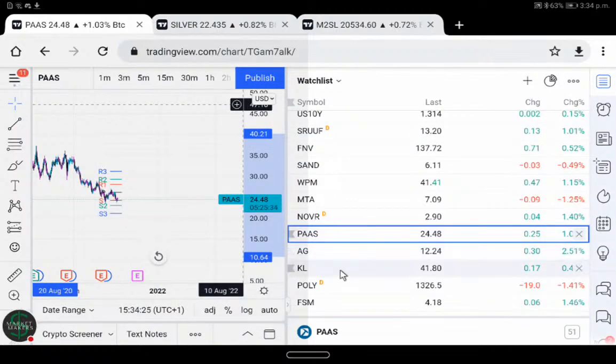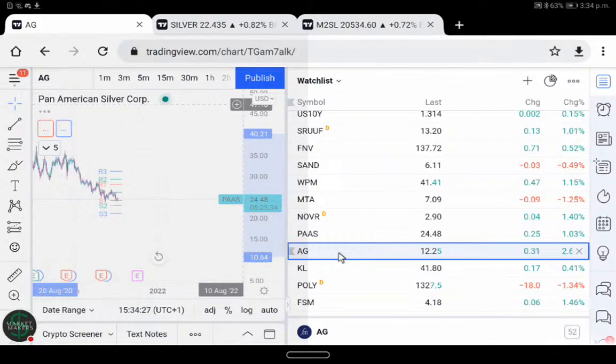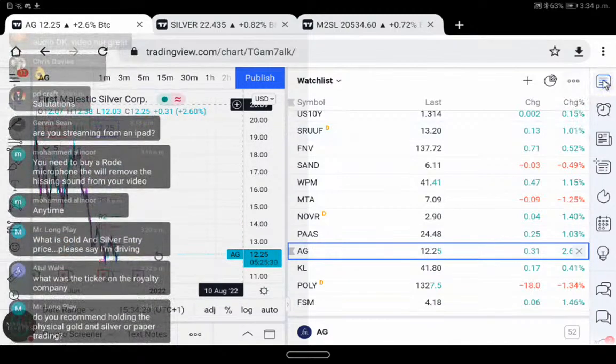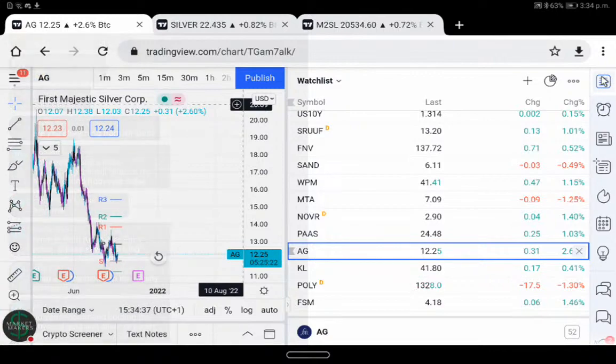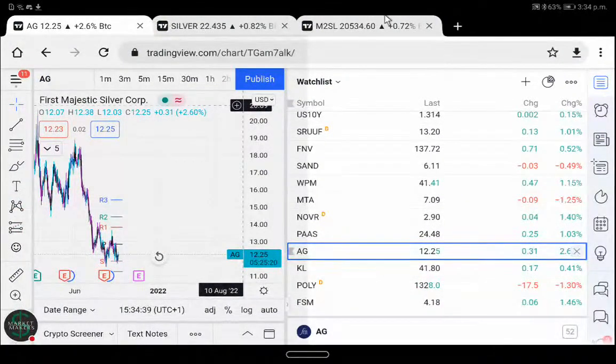Yeah, we have one that's actually very popular. Do you recommend holding the physical gold and silver or paper trading? I would recommend having some physical. So I have about 40 ounces under my bed. So if you know where I live, you know that it's under my bed.